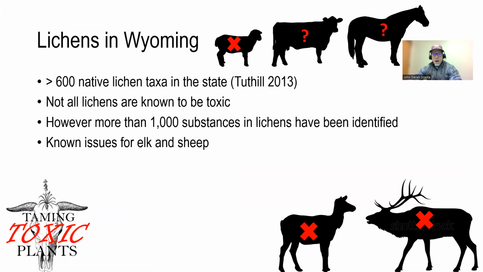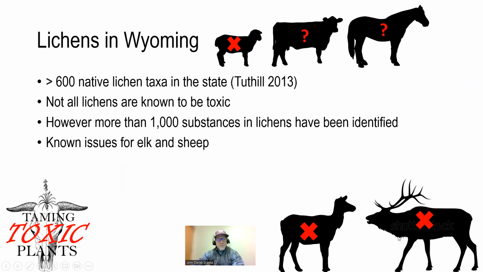Now, in the state of Wyoming, there's at least 600 native lichen taxa in the state. Not all of these are known to be toxic, but more than 1,000 substances in lichens have been identified. Now, these are known to cause problems in domestic sheep and then elk. There's no evidence in horses or cattle. However, I would suspect that there would be problems if those animals ate enough lichen.